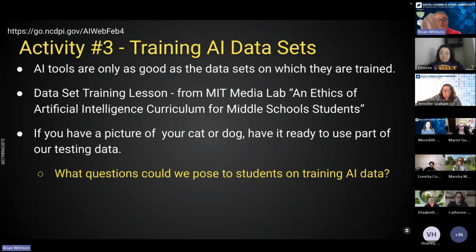And so what we're going to do is look at an AI training set. This is a lesson that I've modified slightly from an MIT Media Lab lesson, and you'll have the link to this that you can go pull up. And what we're going to do is ultimately take images of cats or dogs and see if the AI tool can appropriately classify them. But before we do, we have a question at the bottom.